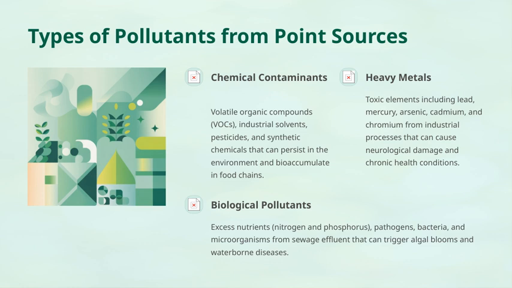Next, we have heavy metals. These are toxic elements like lead, mercury, arsenic, cadmium, and chromium. They often originate from industrial processes and can cause serious health issues, especially neurological damage and chronic conditions. It's important to understand how these metals can enter our environment and ultimately affect our health.